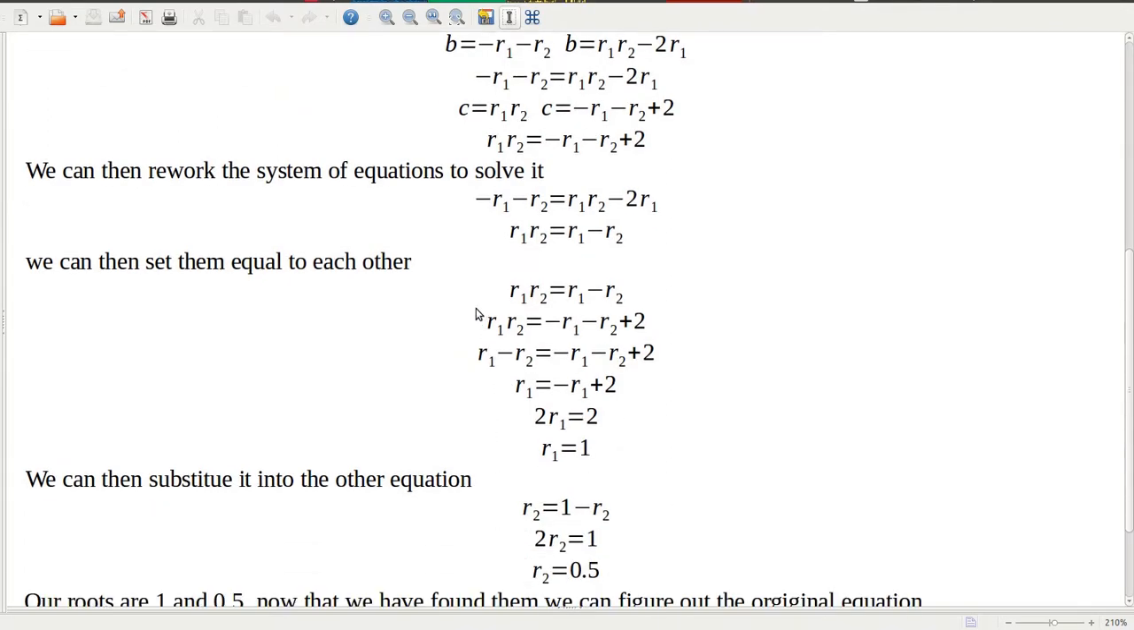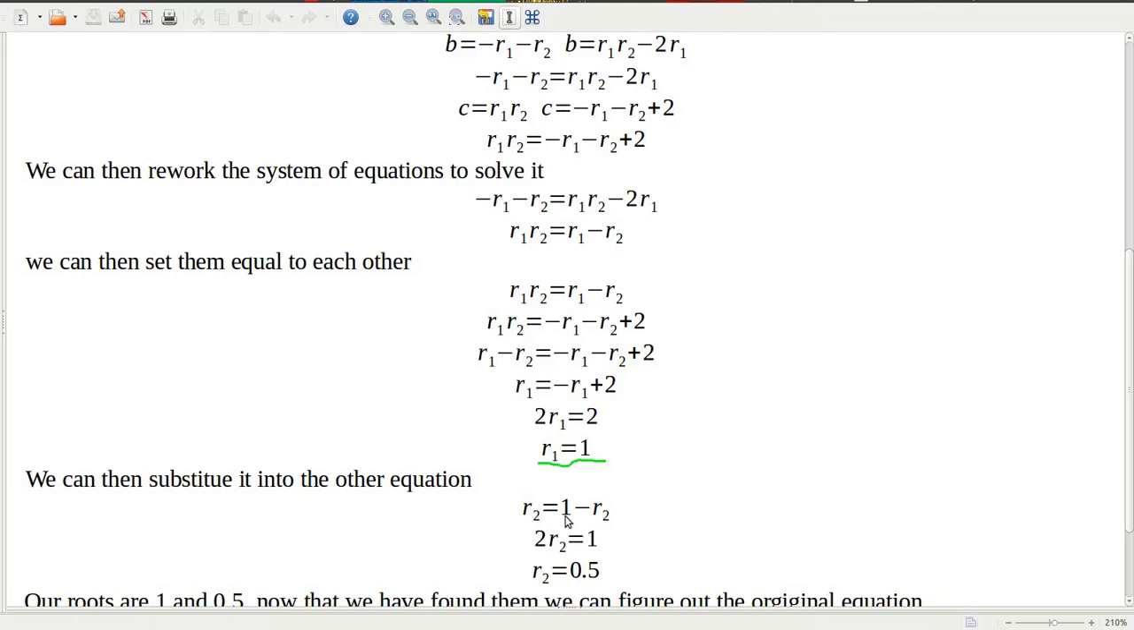Now we can rework the system of equations and solve it. First, we want to rework the first equation to yield r1 times r2 equals r1 minus r2. Then, because they're both equal to the same thing, we can substitute them in for each other. We get r1 minus r2 equals negative r1 minus r2 plus 2. We can simplify this to get r1 equals negative r1 plus 2. Then we get 2r1 equals 2, and then r1 is equal to 1.